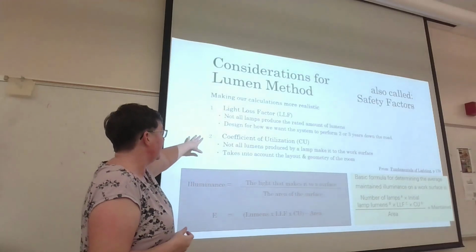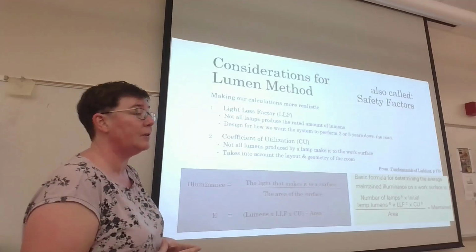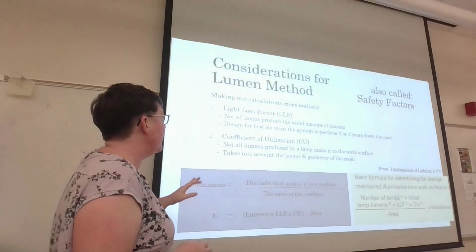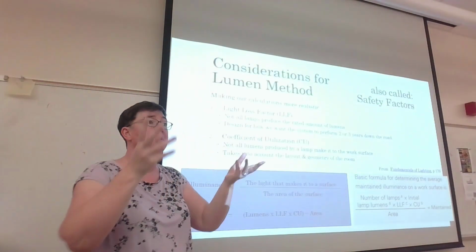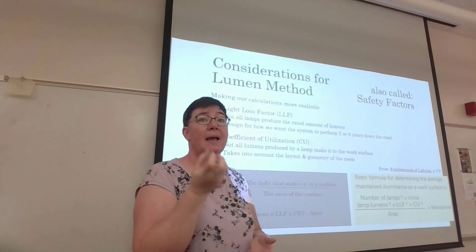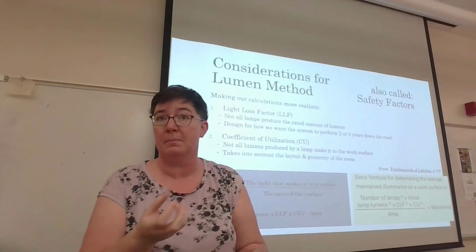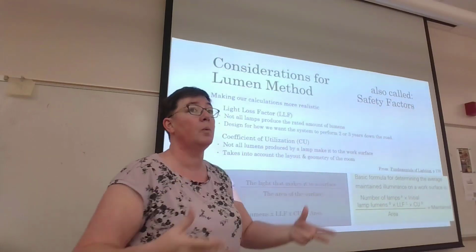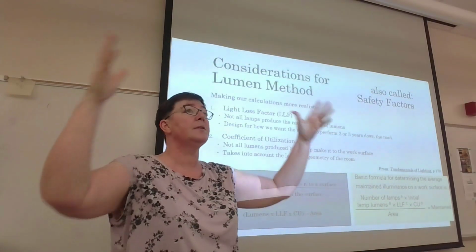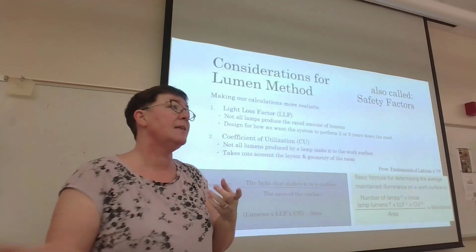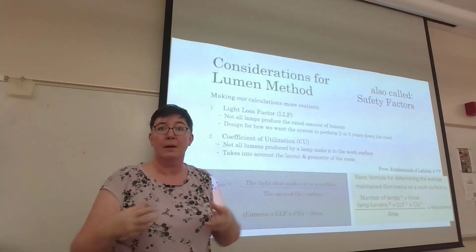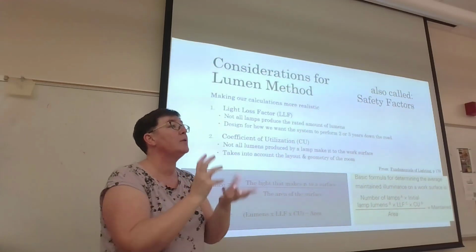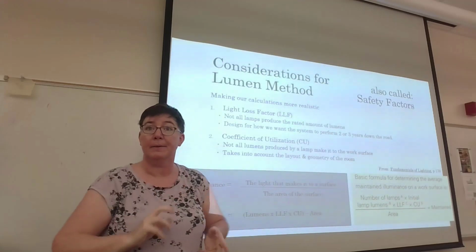The second one is coefficient of utilization, and we're going to abbreviate that CU. It turns out that not all the lumens that are created by a lamp, remember that the lamp is the name for the bulb, make it to the work surface. There's also some absorption by the surfaces of the room, especially if we're bouncing light around, or in the actual housing of the luminaire.